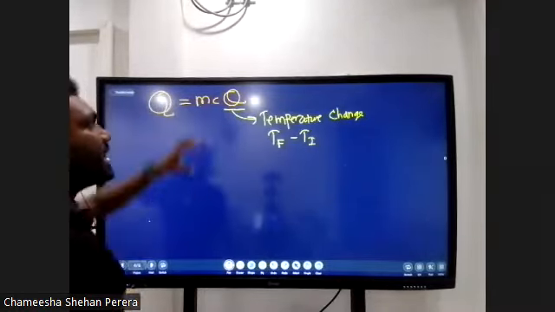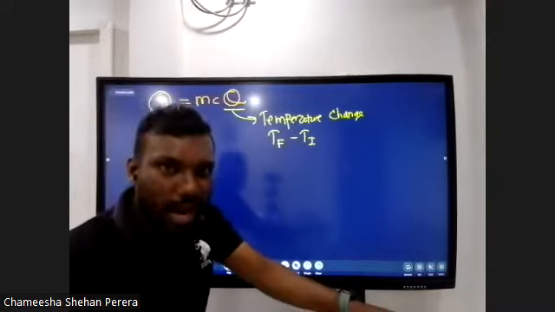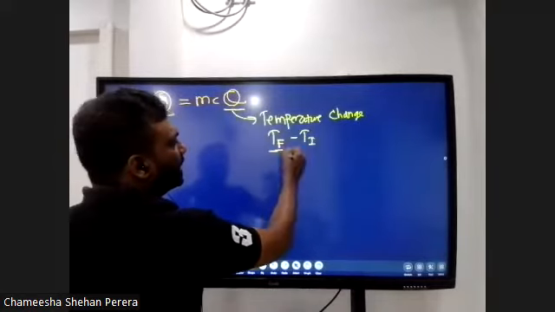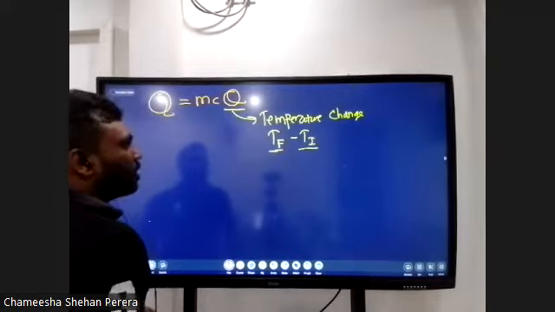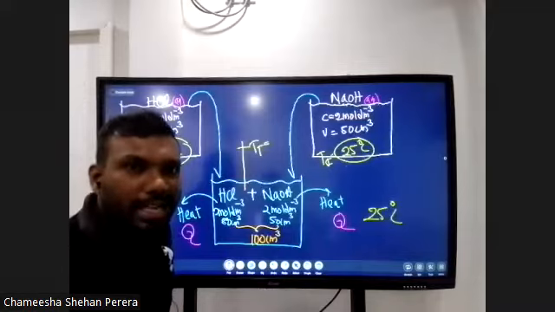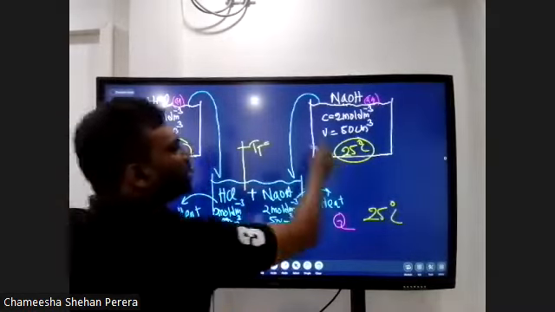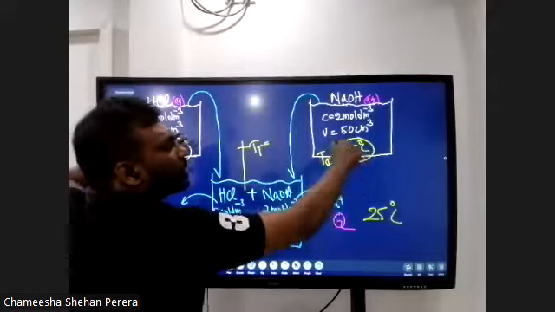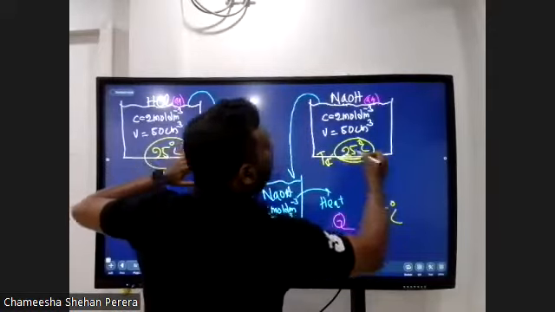Right? Then in theta, we are finding a temperature change. How do we find the temperature change? We subtract the temperature initial from the temperature final. Right? What is temperature final here? As I told you, initial temperature is the temperature before these two react. So that temperature is generally a low temperature value.